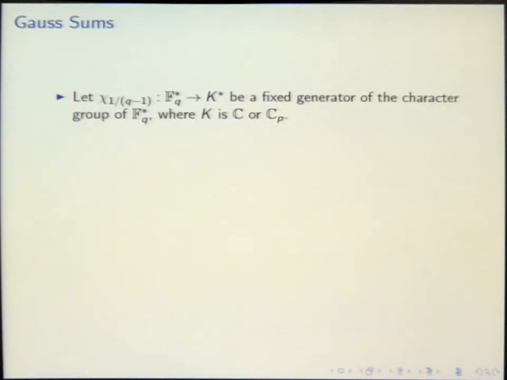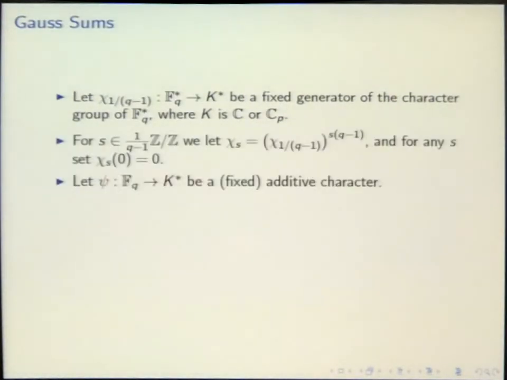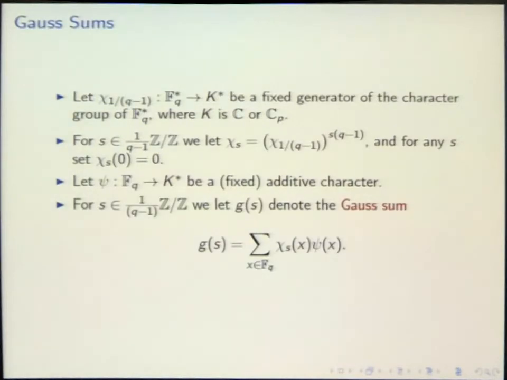And you can do it a little bit more generally, so we have to talk about Gauss sums. I'm not going to spend too much time on this, except to establish notation. When I say g of s, I mean the Gauss sum with a multiplicative character chi sub s, which means you pick a fixed generator of the character group, and chi sub s is that power of the generator. And we fix an additive character, and then we can denote the Gauss sum like this. So when you see g of s, this is what I mean.